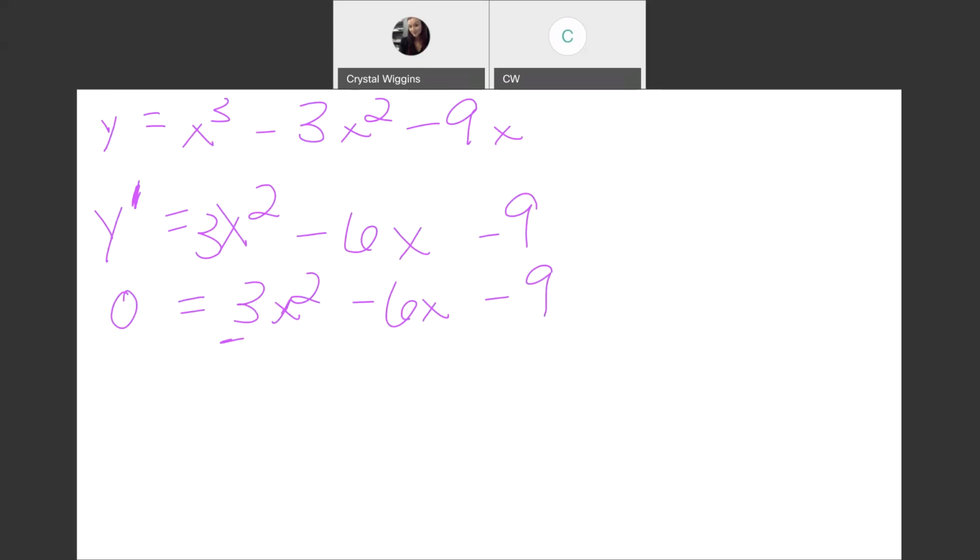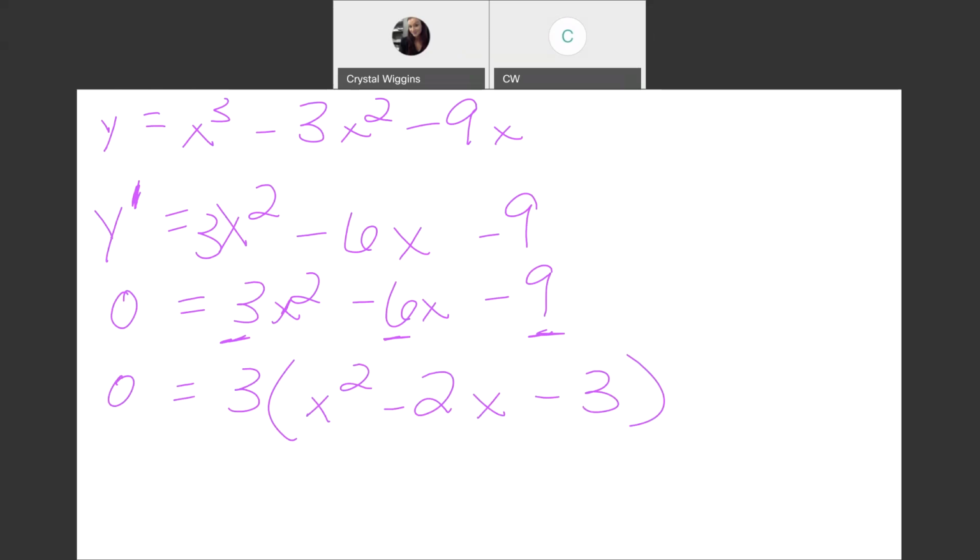I notice that all my coefficients are divisible by 3. It will make my life easier to factor out a 3, so I'm going to do that now. I have a 3 out here, which gives me x squared minus 2x minus 3.